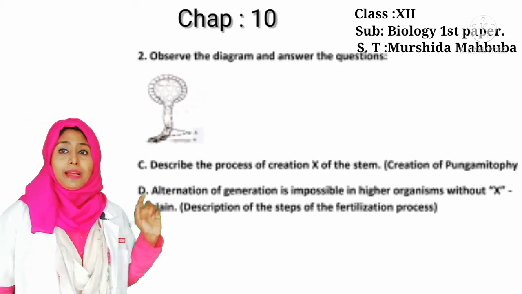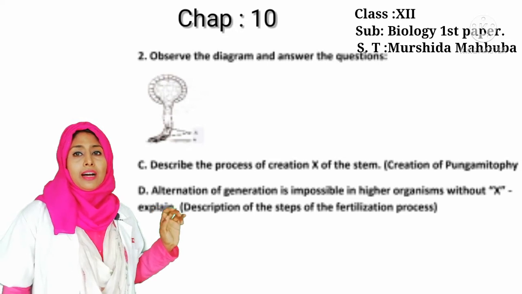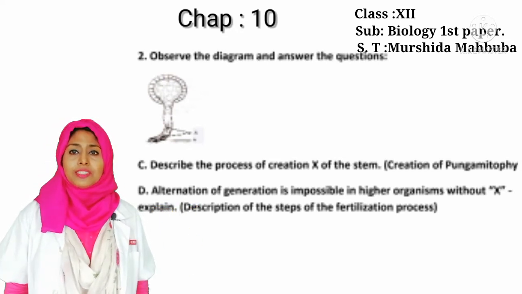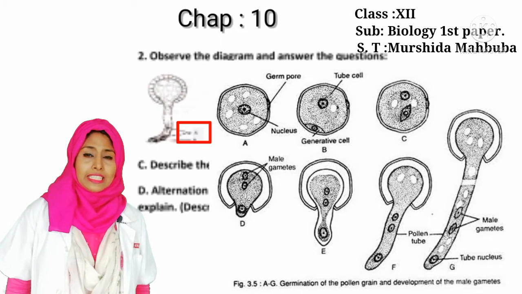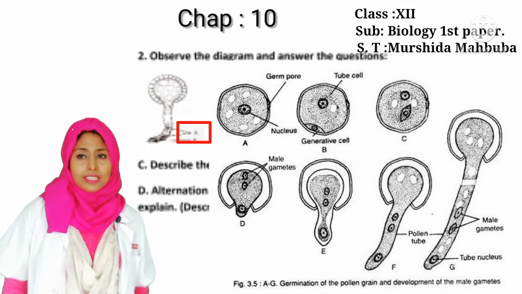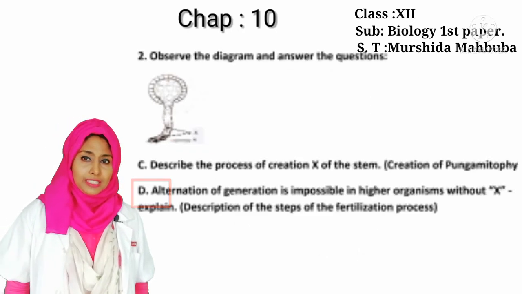observe the diagram, answer the question. This diagram is a male gametophyte and the question is, describe the process of creation X of the stem. Creation X, X is the sperm, and creation X of the stem is the creation of male gametophyte.